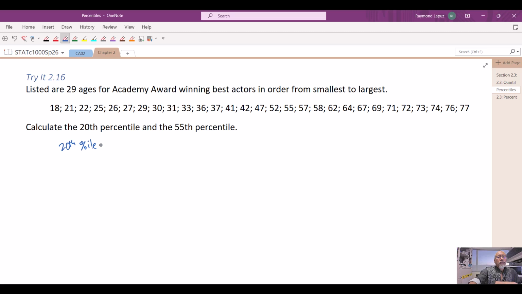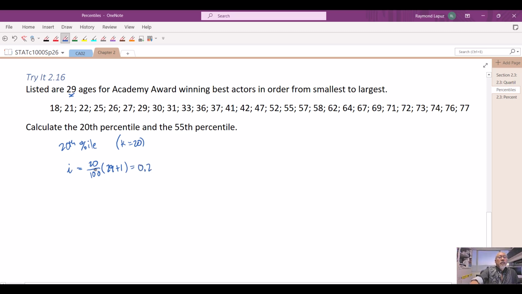According to the formula, we need to find the index. I is equal to, remember it was k. So this is k, by the way. K is equal to 20. So this is going to be k divided by 100, and then multiply it by 29, since there's 29 numbers here, and then you add 1 to it. So let's punch that in the calculator.